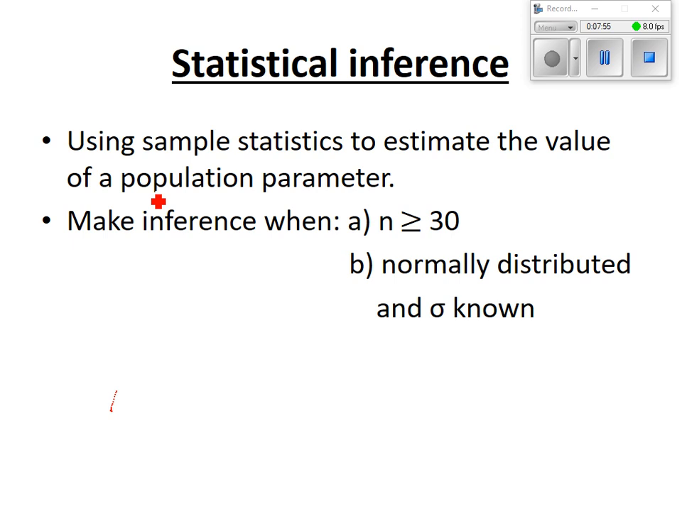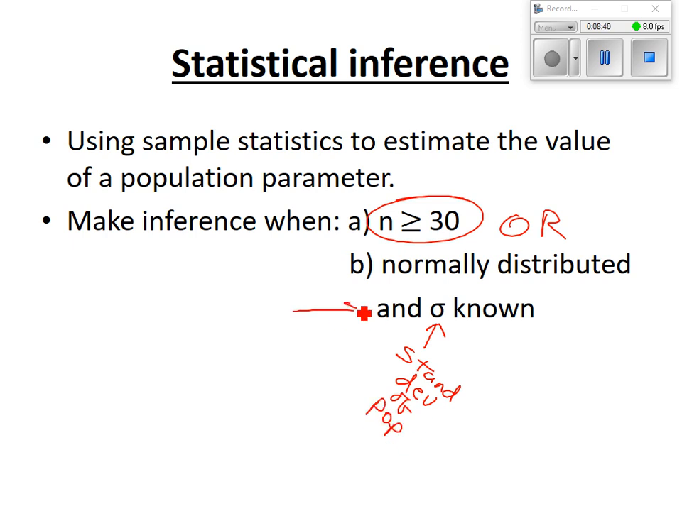Statistical inferences. Remember, an inference is just us making some kind of statement about something. We can only make these inferences when one of two things happens. One, our sample size is greater than or equal to 30, or two, the sample is normally distributed and we know the standard deviation of the population.